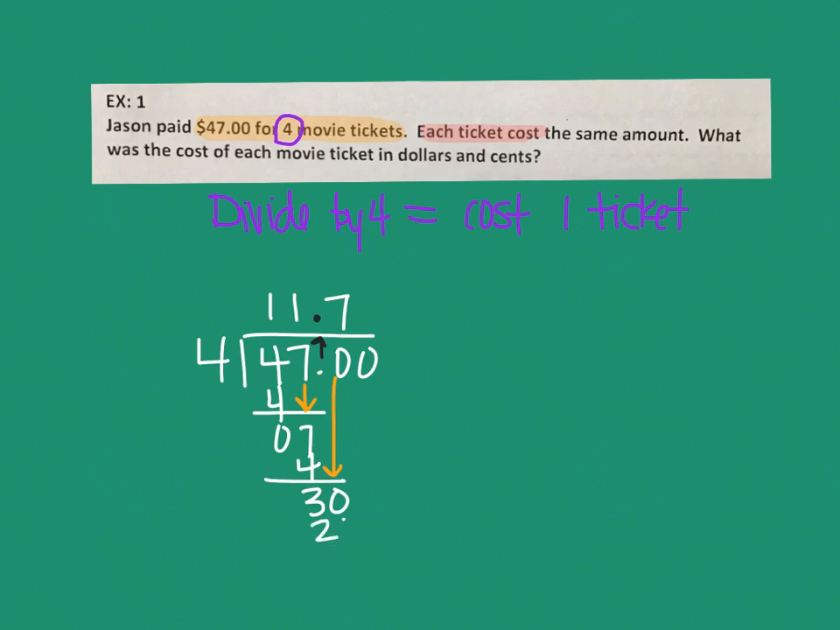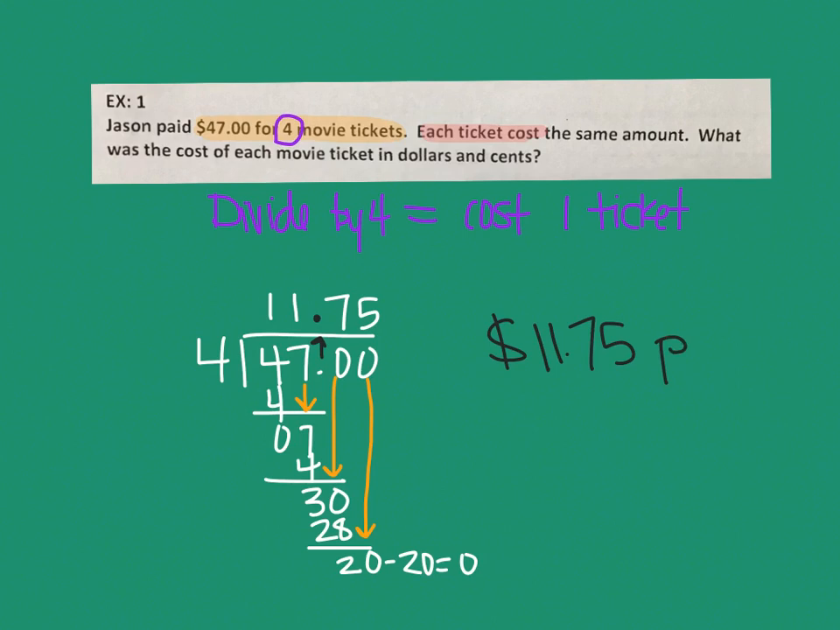4 times 7 is 28. I have 2 left over. Bring down this last digit. Oops. The last digit was 0, and 4 goes with 20 5 times. So now I can subtract off just to say I have no remainder. Then my final answer, I would say it cost $11.75 per ticket.